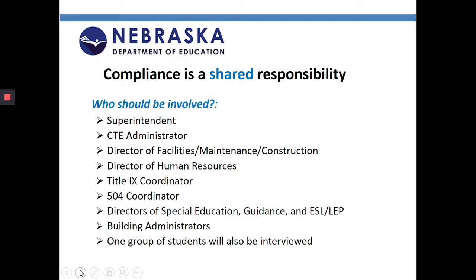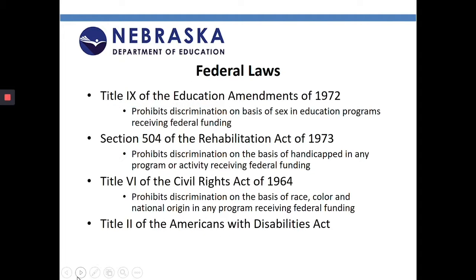Within this compliance and review process, there are a lot of different people that are involved with it within your school and within your district. Depending on the size of the school or how your district and school is organized, you might take on several of these roles, or you might have a specific person for each one of these roles as well. But this is what the people that will be involved in this process looks like. These are the different federal laws that will be highlighted throughout that review process as well.